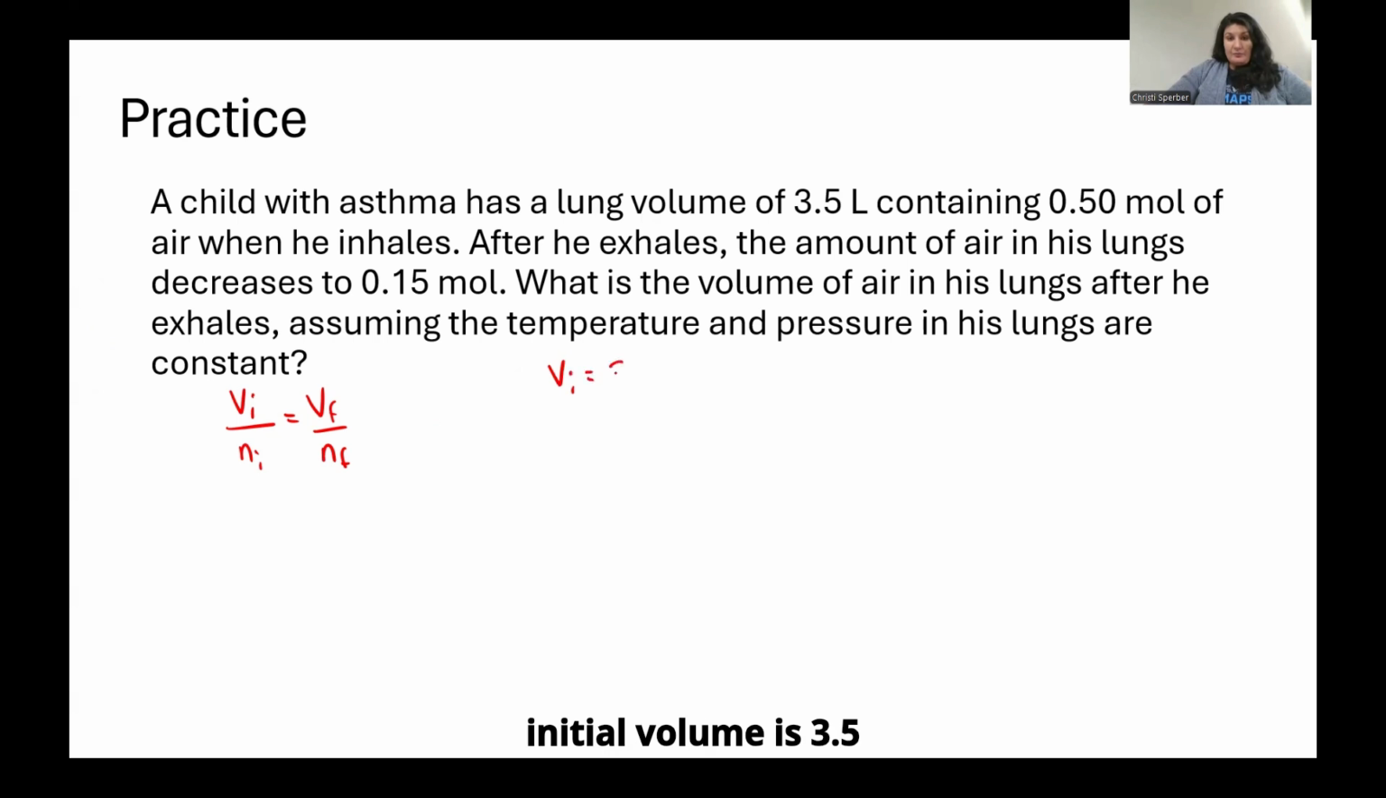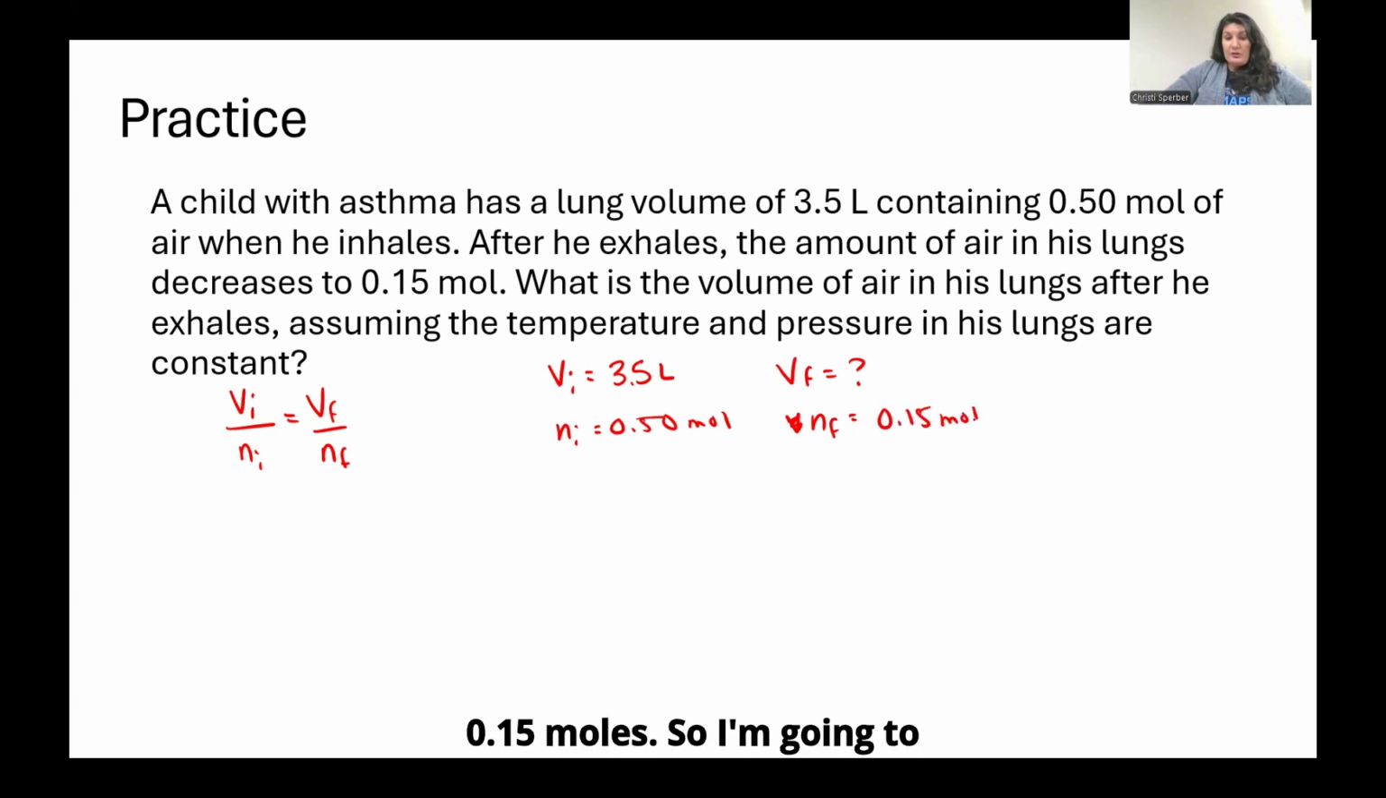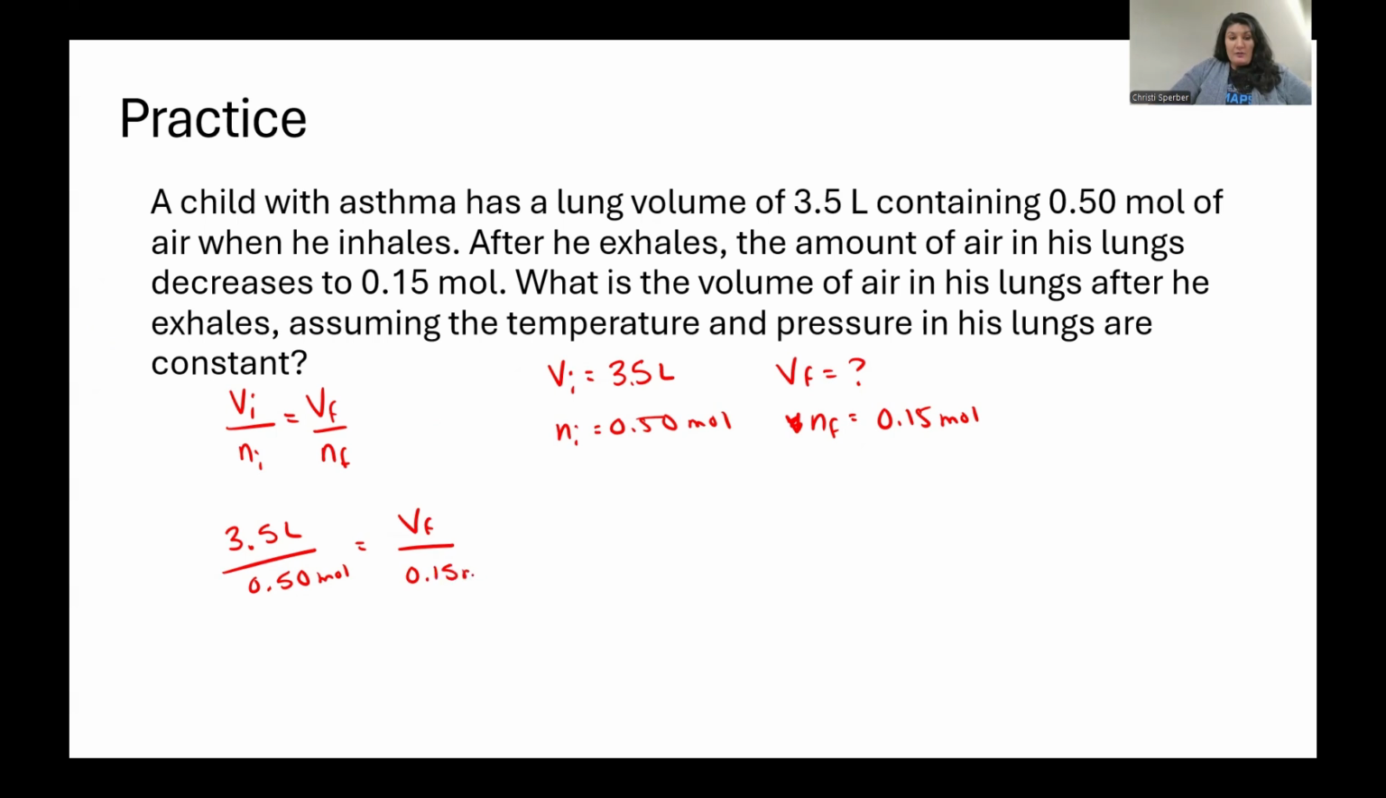Our initial volume was 3.5 liters. Our initial moles, 0.50 moles. Our final volume is what we're finding. And our final moles was 0.15 moles. So I'm going to plug those numbers into my equation. 3.5 liters over 0.50 moles is equal to our final volume over 0.15 moles. I'm going to cross multiply and then divide, and my final volume is 1.0 liters.